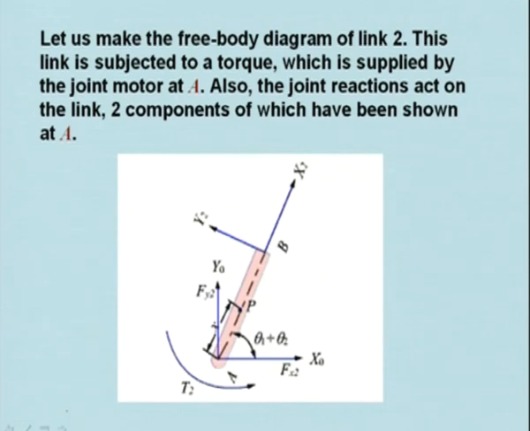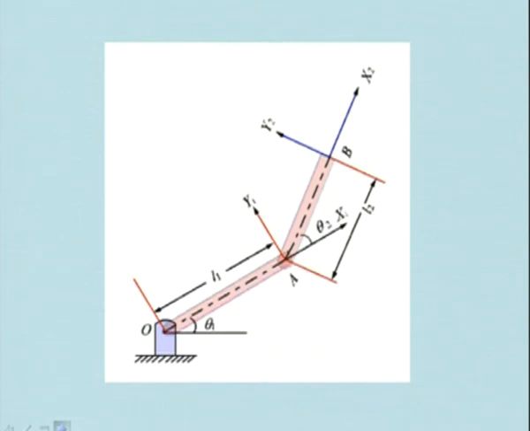Now we can make the free body diagram of link 2. This is link 2. Here I have shown the axis system also. One fixed axis system is x and y. Then you have x1, y1, where x1 is along link 1 and y1 is perpendicular to it. It is a movable coordinate system attached at point 1, and similarly x2, y2 is along link 2.